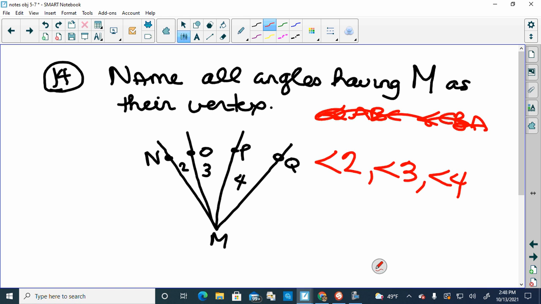If I put two of them together, I don't call it angle 2, 3. I have to list 3 letters. Okay. So if I put two of them together, what would be one of the angles? N and P. Okay, so that's two of them. So N, M, P. What's another one? O, M, Q.